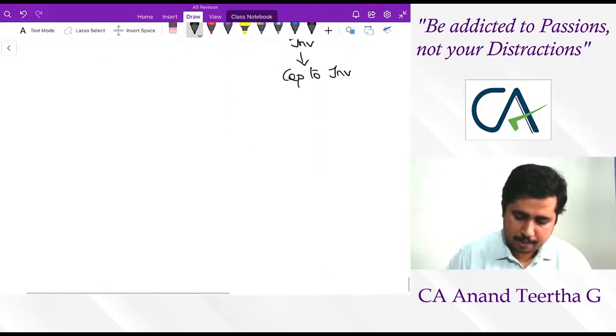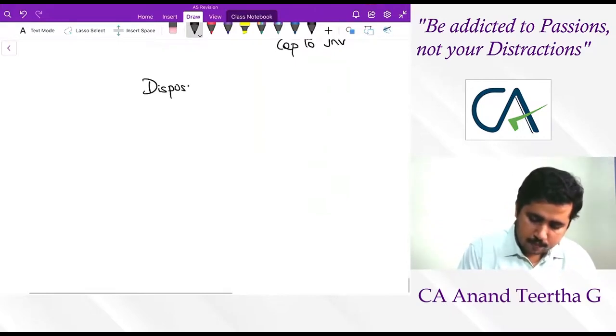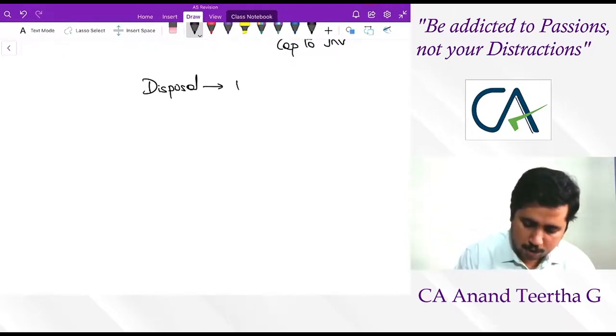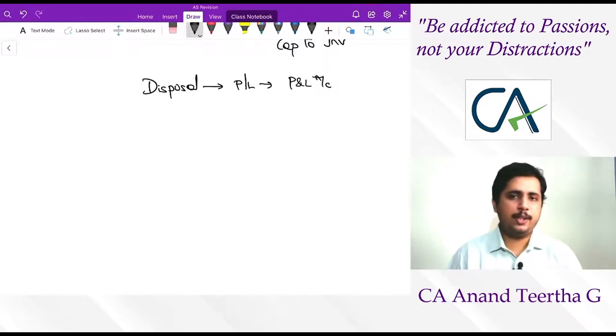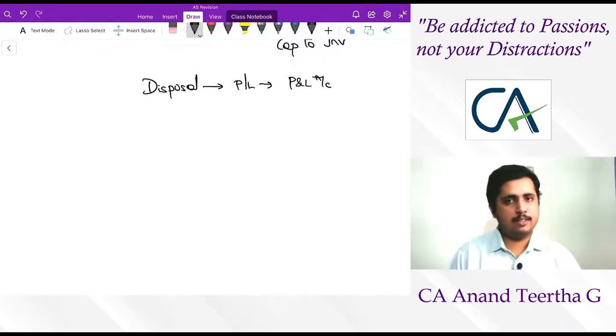Last part of this particular standard is about disposal. If you dispose of an intangible asset, profit or loss on disposal will be transferred to the P&L account. So if there is any profit or loss on disposal, transfer it to the P&L account. So this is how intangible asset elements are supposed to come. First we saw what intangible assets are, then recognition criteria, costs are the major ones, then amortization, then disposal. So these are the elements included in this particular standard.